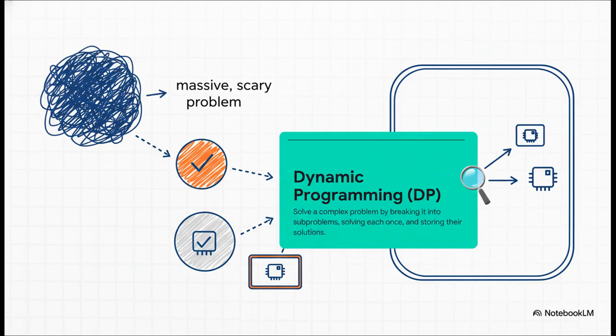Now, I know, it sounds super complex, but the idea at its heart is just beautiful and simple. You take a huge, scary problem, and you smash it into smaller, overlapping subproblems. You solve the tiniest ones first, you store their solutions somewhere, and then you use those stored answers to build your way up to the solution for the original big problem.